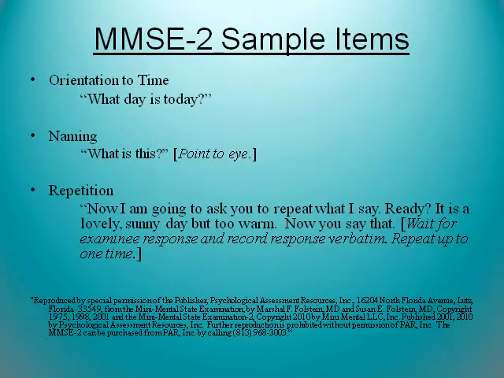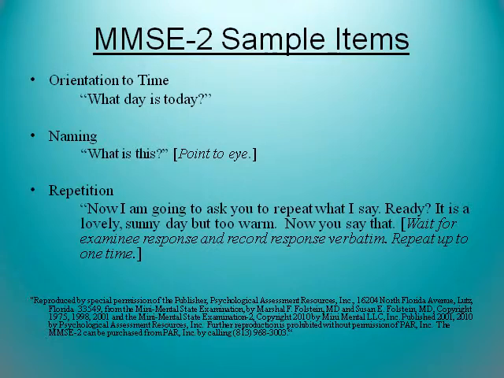An example of orientation to time would be, what day is today? An example of a naming would be, what's this? And the repetition is, now I'm going to ask you to repeat what I say. Ready? Yes. It is a lovely sunny day, but too warm. Now you say that. It is a lovely sunny day, but too warm. Very good.